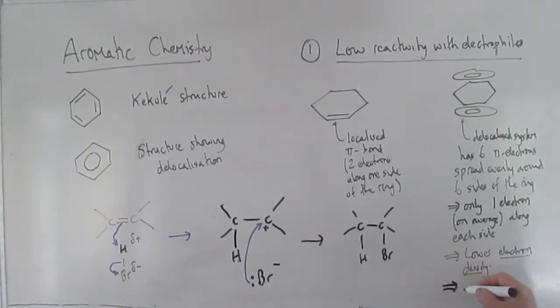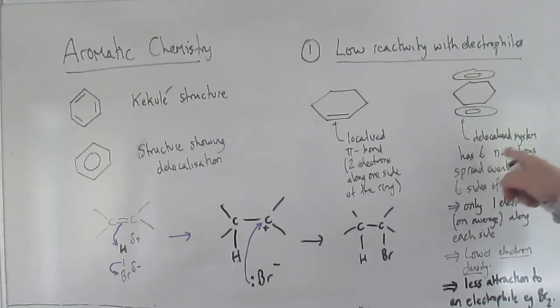So a lower electron density means in turn that there's less attraction to an electrophile like bromine. So you need to be able to give that line of argument to explain why there's lower electron density, because you've got 6 electrons spread out around 6 sides rather than 2 electrons localized along one side, and that the lower electron density means that there'll be less attraction to an electrophile.